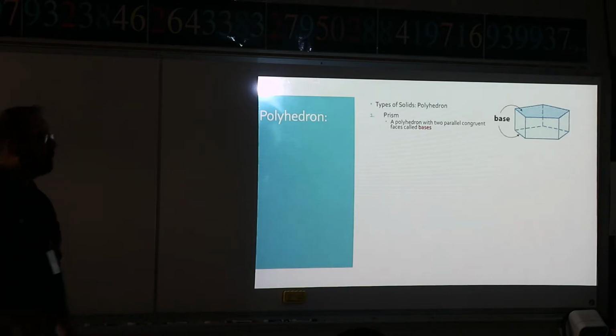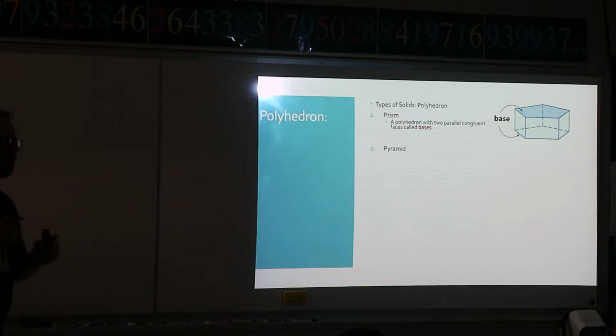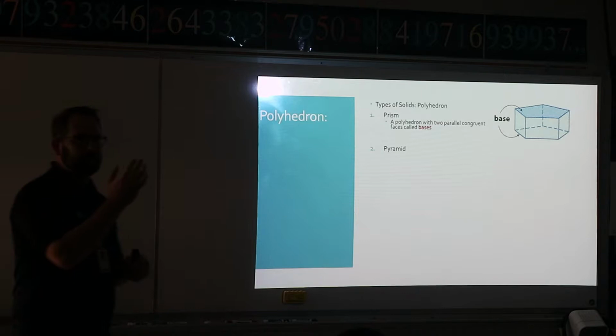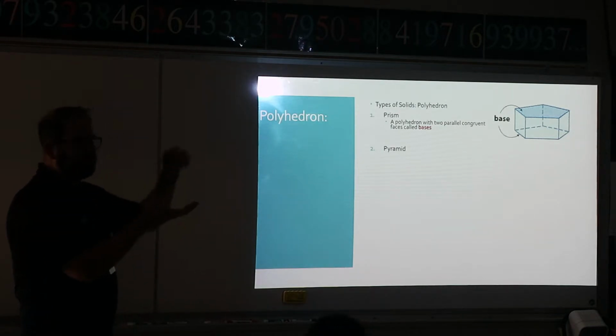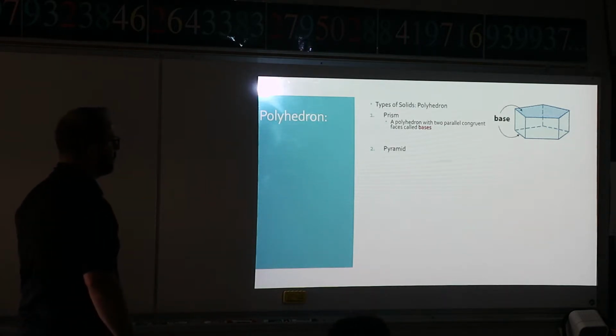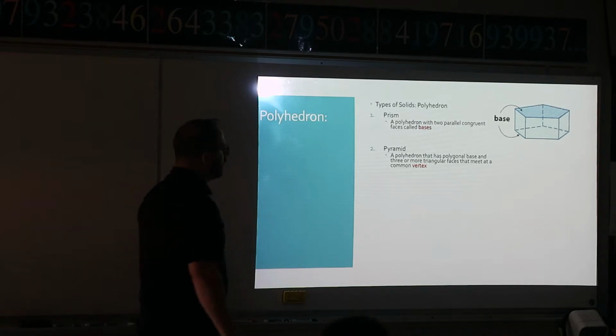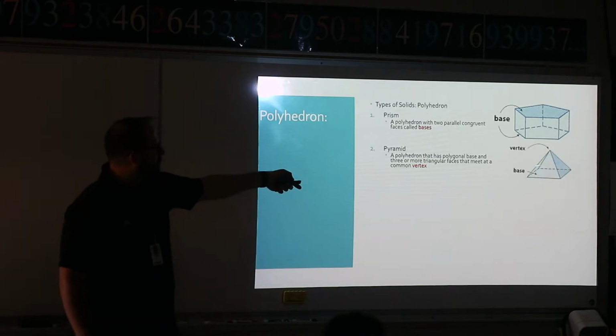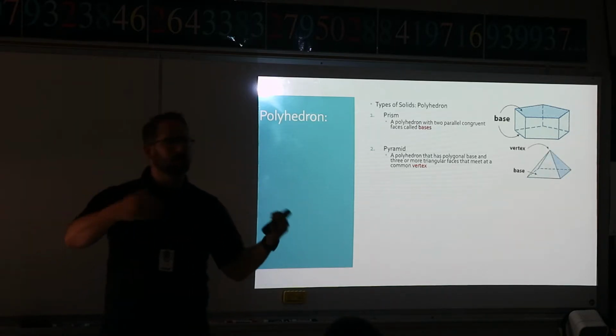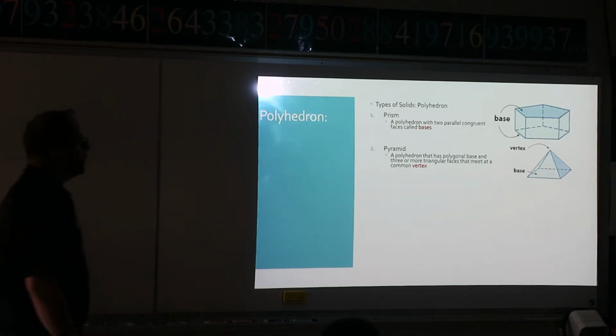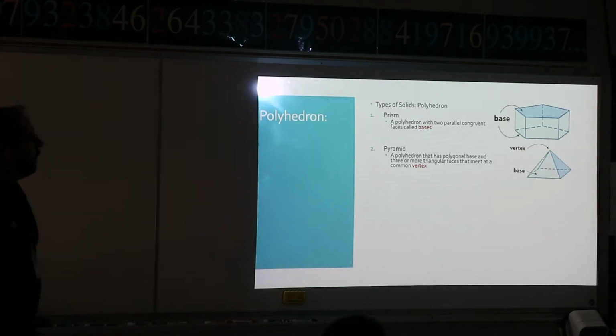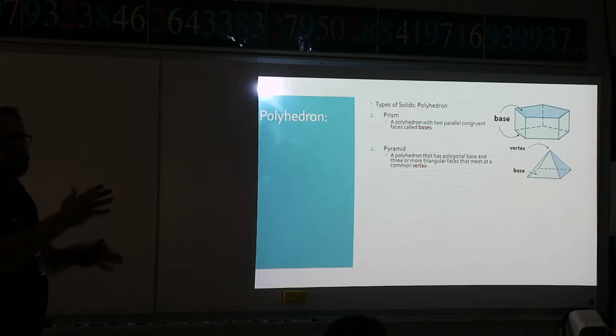The next one is called a pyramid. A pyramid has some type of polygon for a base, and then perfect triangle faces that go up to a singular point, the singularity. So on this one, this has a rectangle, so it's a rectangular pyramid, a square pyramid, if you will. But again, the faces are all triangles going up.